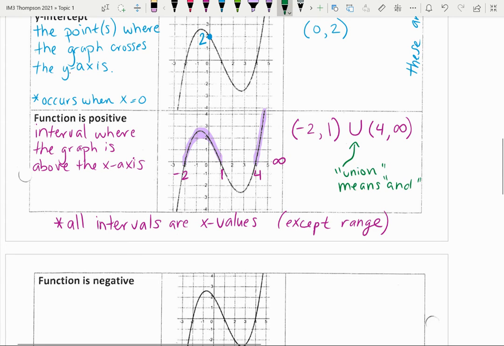So we have this symbol. It looks a lot like a U. Sometimes it's a little flatter on the bottom, but it's like a big U. And it means union. Well, it's called union, and it means and. So my answer for where are the intervals where the function is positive: from -2 to 0 and from 4 to infinity. Oops, I read that as 0. From -2 to 1 and from 4 to infinity.